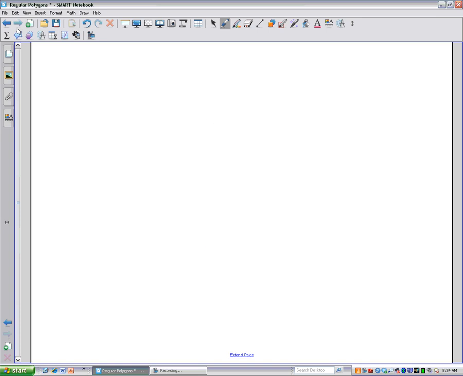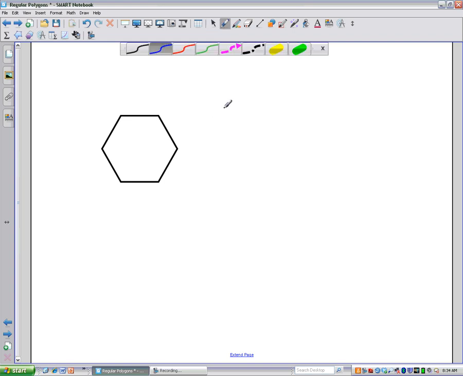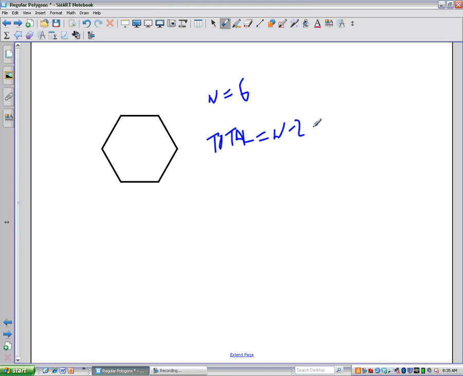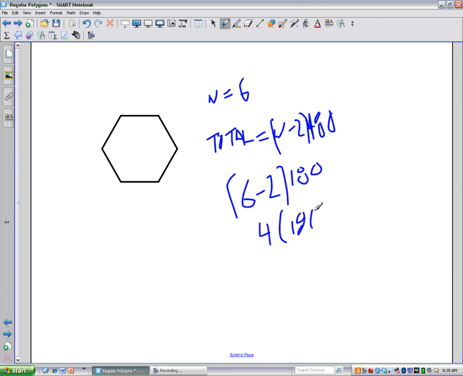Let's get us a polygon, because I do want to talk about one more thing. Take a 6-sided one. So if I've got a 6-sided polygon, the sum of the angles, n is equal to 6, because it's a hexagon. So the total angles is going to be, formula's n minus 2 times 180, so 6 minus 2 times 180, 4 times 180, and I get 720.